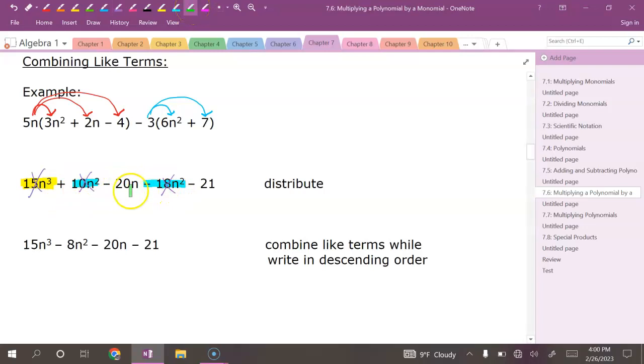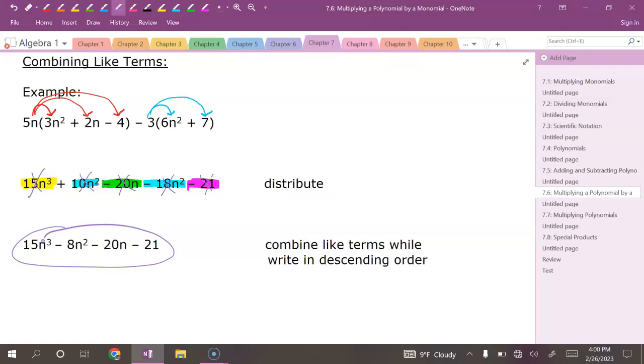Then we look for n. So we have negative 20n, which again is the only one, so that just got dropped down. And then last is this negative 21, which doesn't have anything left to go with it. So again, that one also just got dropped down. And so this is your final answer. You do want your final answer to be in that descending order. So that means that you want to start, like we did, with the biggest exponent you see and then gradually work your way down so that it's in proper form, it looks nice and polished.